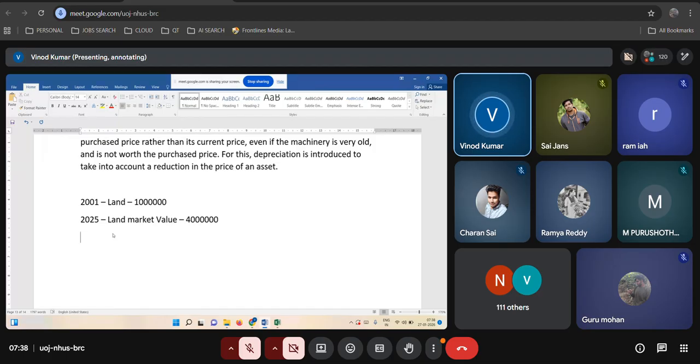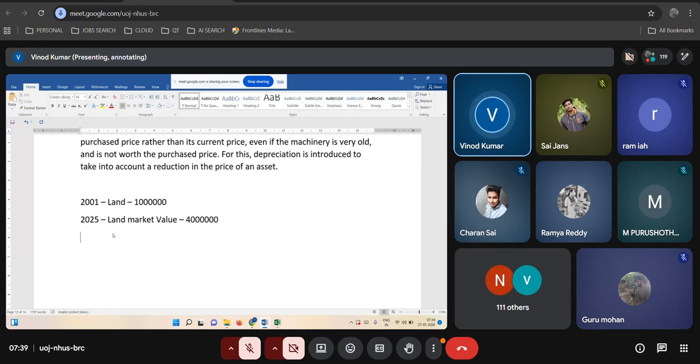So we need to show the original cost of an asset, not the current market value. Even if you purchase a machine whose cost was 50,000 earlier and it now becomes 80,000, whatever it might be, we need to show the original cost of the asset. That concept is called the cost concept in accounting.